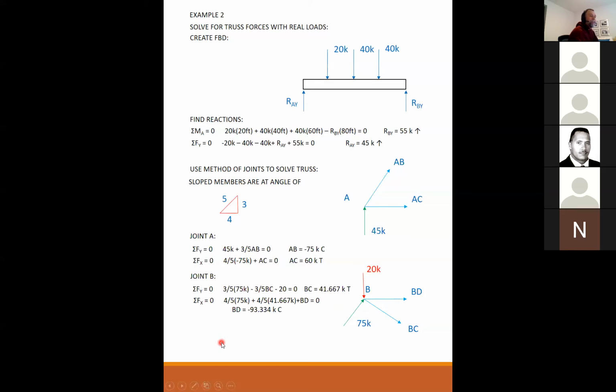Now I sum them in the X direction. I have 4/5 of the 75 positive to the right. I have 4/5 of 41.667 positive to the right. And I have BD unknown. So BD equates to minus 93.334 kips. And it's negative, so BD is in compression.